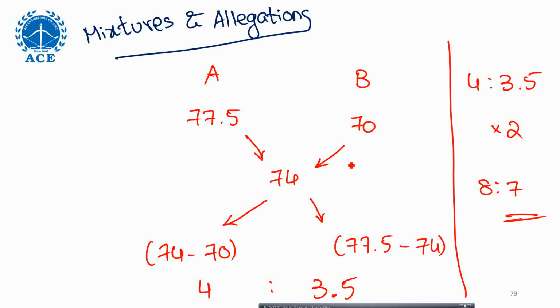Why, sir? Here the difference is 4, and here the difference is 3.5. If you keep 3.5 and 4 on the same side, it is logically wrong. 74 is close to 77.5, which means there should be more from A. That's why you should put the difference on the opposite side. Why take the difference at all? Maybe in the topic you will understand.